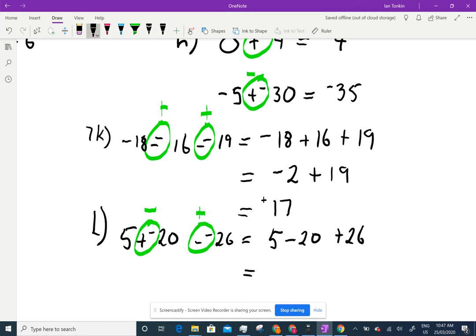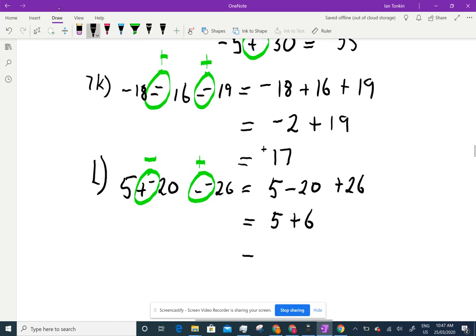Now, I know you probably want to do this first, going 5 minus 20, but there's an easier way. If I'm going to minus 20 and add 26, I'm going to take away 20, I'm going to add 26. Well, that's just in total adding 6. I'm just going, well, I'm going to take away $20 and give you 26. Well, why don't you just give me 6? And 5 plus 6 is 11.